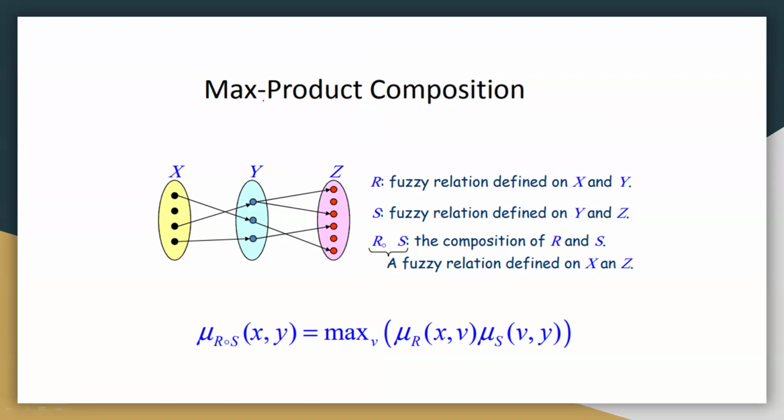Now we'll look at the max product composition, another type of composition. You can see the name itself shows it is max. Earlier it was max and min, but now it is product. All of you know what is meant by product. So the membership value of a particular pair of elements in relation R and the membership value of a particular pair of elements in the relation S, we take the product here, with a dot operator. So you find the product of these two elements and then find the maximum. That is all.